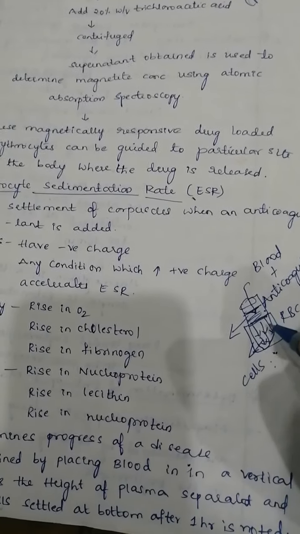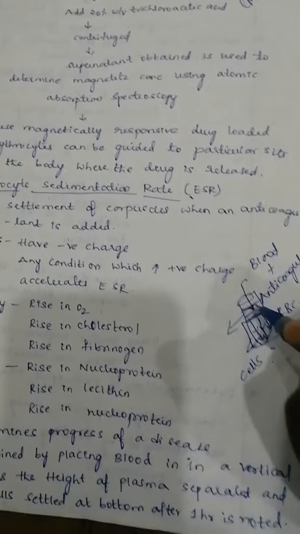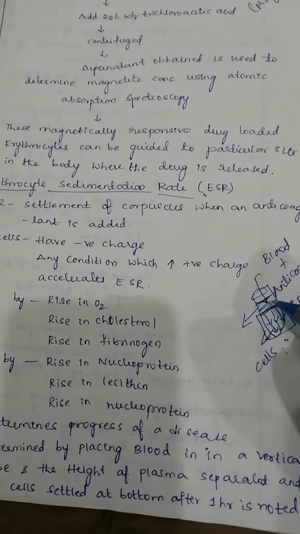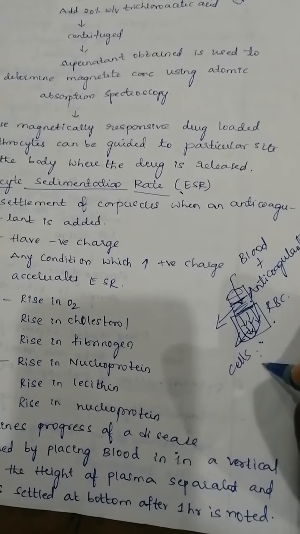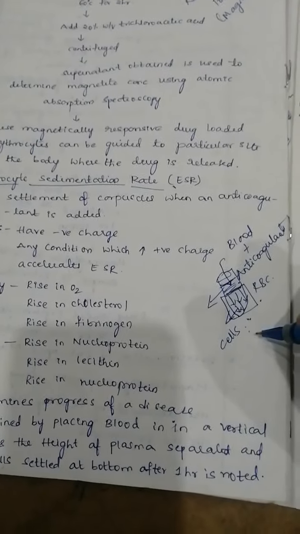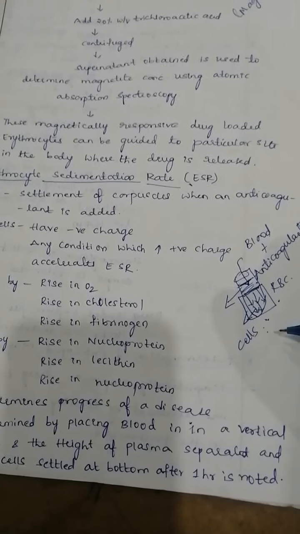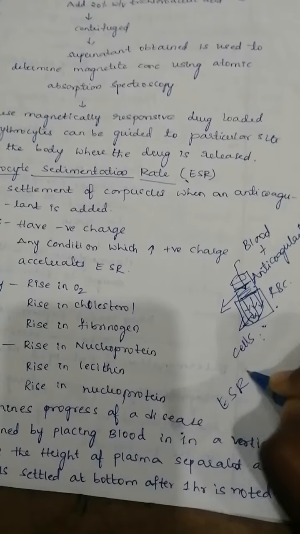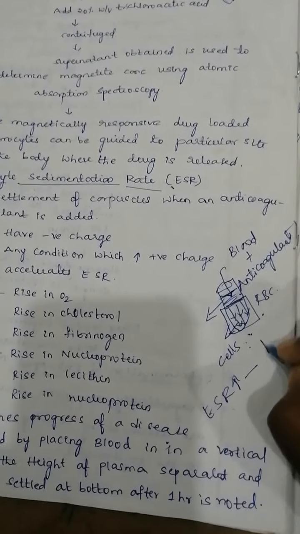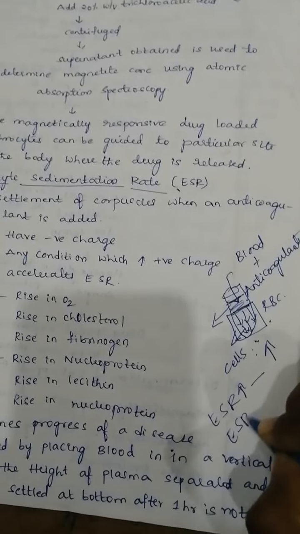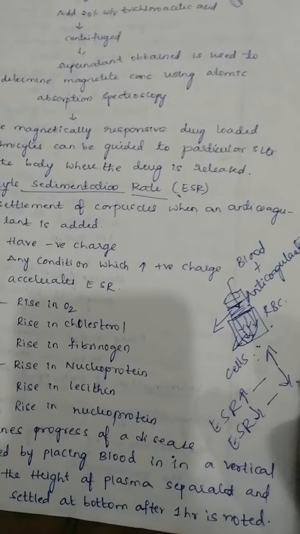That is nothing but the RBCs completely settling at the bottom of your test tube, and the plasma remaining at the top layer. This is called the erythrocyte sedimentation rate. The erythrocyte sedimentation rate gives an indication of the progress of your disease. If the ESR is higher, the disease is going to increase. If the ESR is lower, the disease is going to decrease.